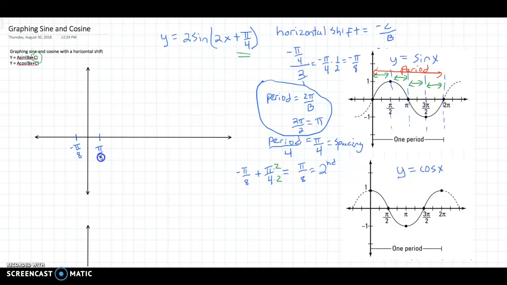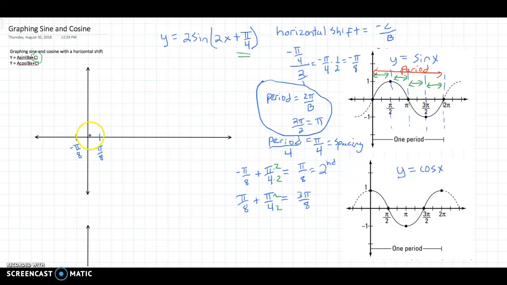So that's my second x value. And I just continue with that. I know that each one of my x values is pi over 4 away from the previous one. So I continue adding the spacing on, and also I have to do the arithmetic correctly each time, remembering that you need a common denominator. So what do I get here? I get 3 pi over 8. Okay.